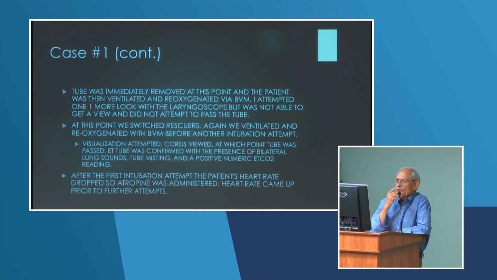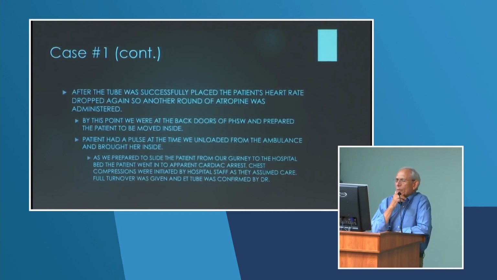Visualization attempted, cords viewed. Tube was passed, ET tube was confirmed with the presence of bilateral lung sounds, tube misting, and a positive numeric ETCO2. After the first intubation attempt, patient's heart rate dropped, so atropine was administered, heart rate came back up after further attempts. Patient's heart rate dropped again, so another round of atropine was administered. Why was the heart rate dropping? Low sats more than anything.